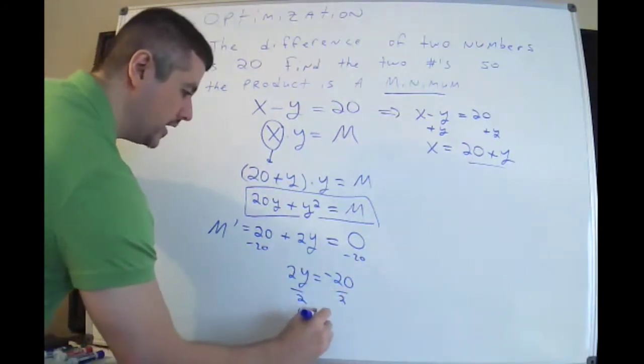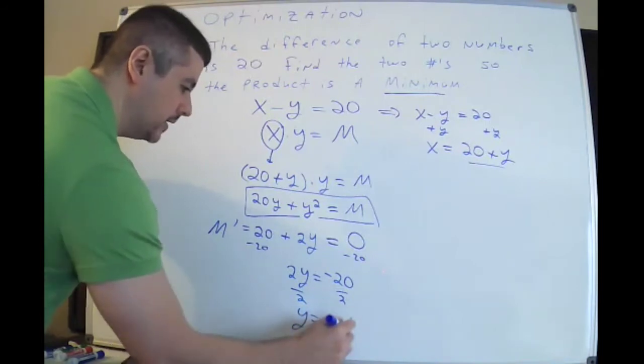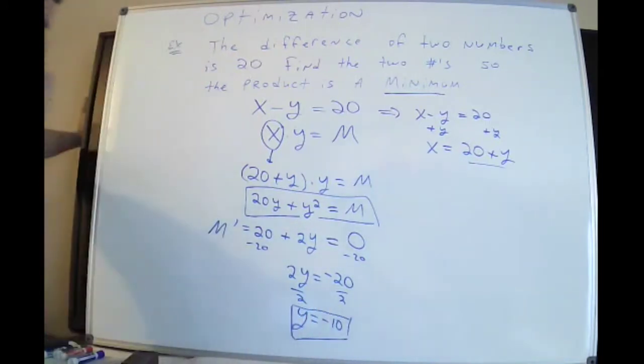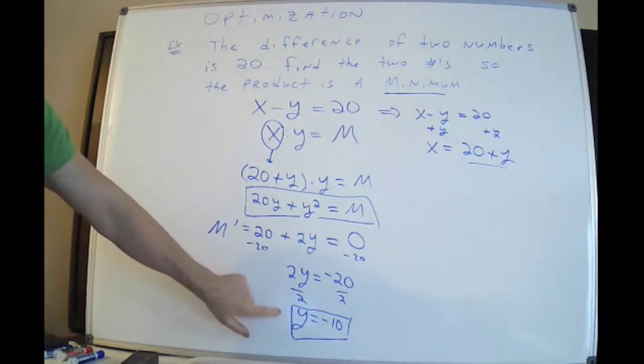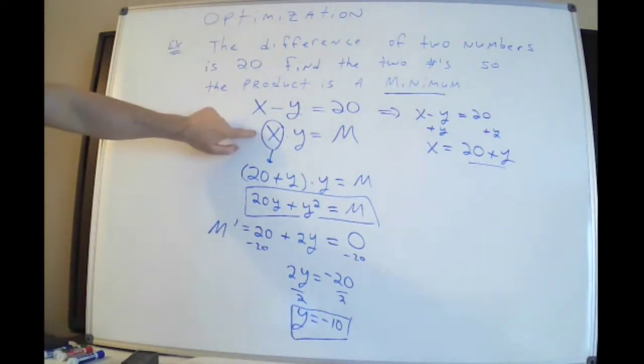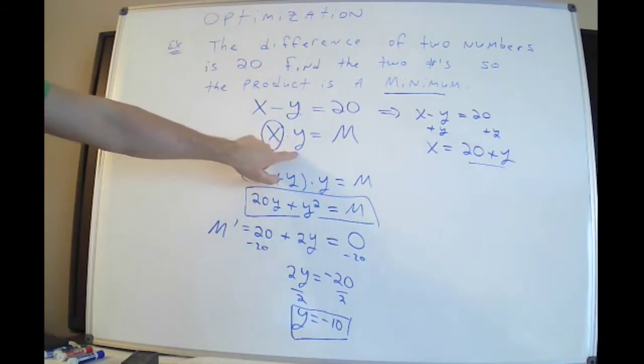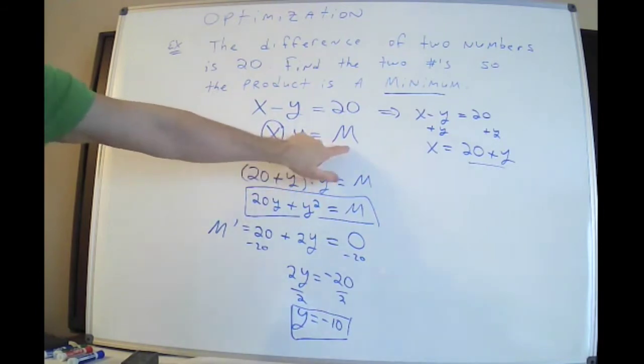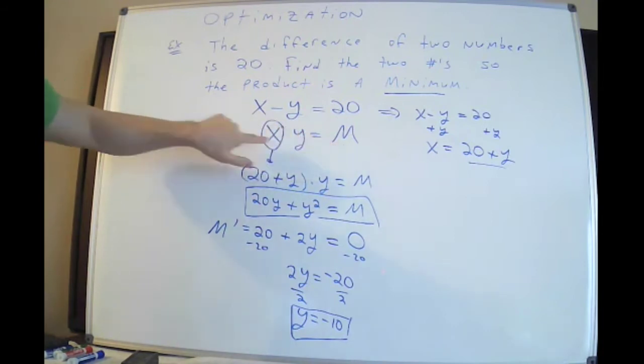So you get y is negative 10. You're like, whoopee. What is that supposed to mean? Well, that's half my answer. I know that y now is negative 10. So now where do you go? Do you go here? What good does putting negative 10 over here do? I don't know what this is. I have two unknowns. I don't know this and this.